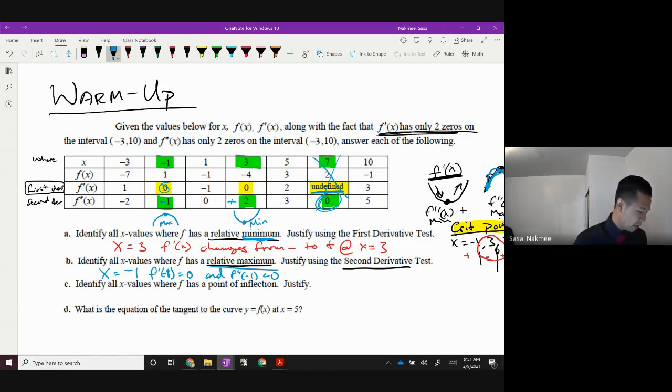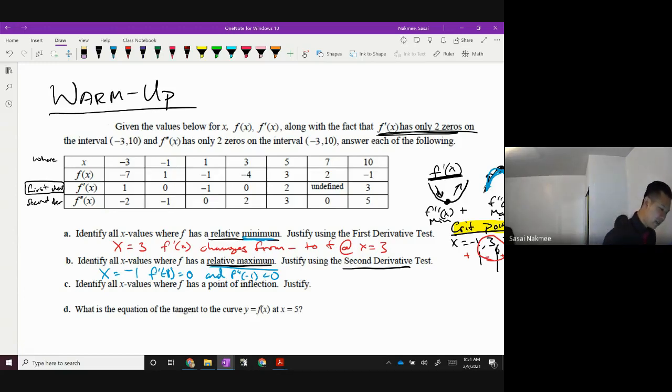And let's go ahead and go down to here for part C. Identify all x values where f of x has a point of inflection. Point of inflection is where you only look at the second derivative changing signs, right? Changing signs. And again, I can't stress this enough. You can only do that for this problem because they state that the second derivative only has 2 zeros. There's no other zeros than the zeros that they have listed there, which is here and here. And all you're looking for is where does it change sign?